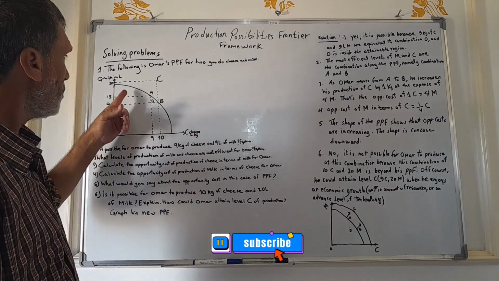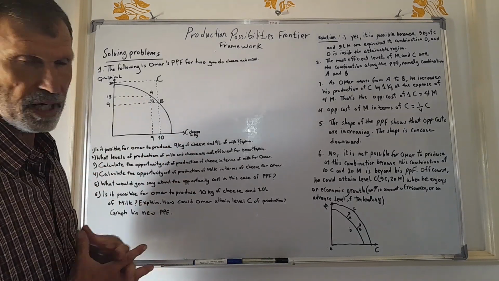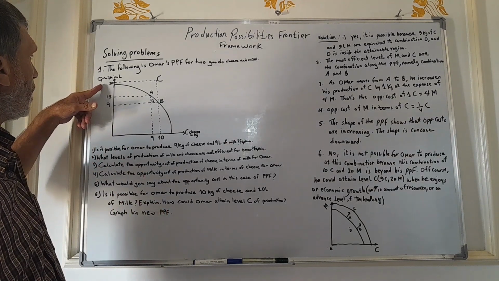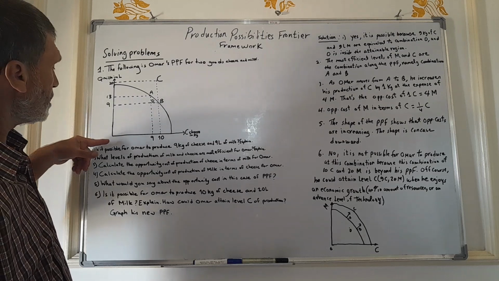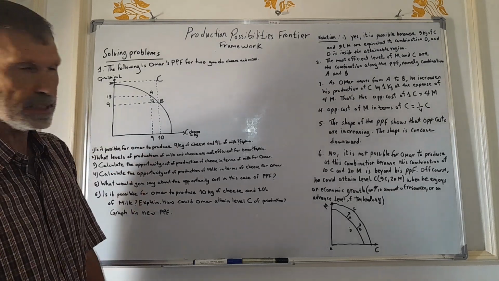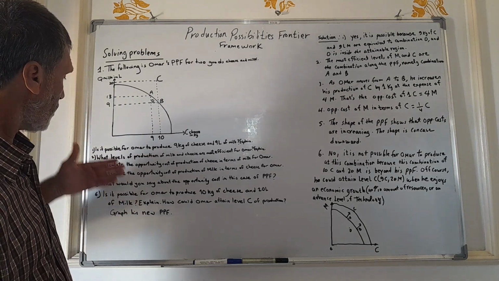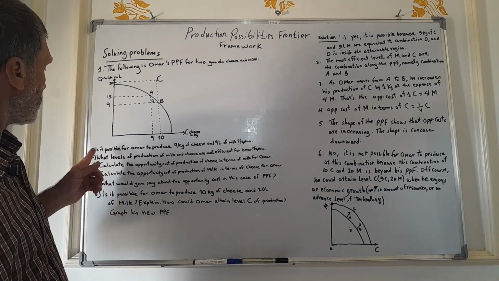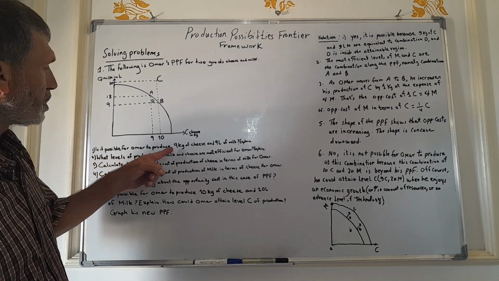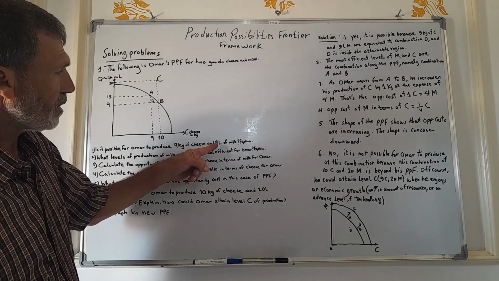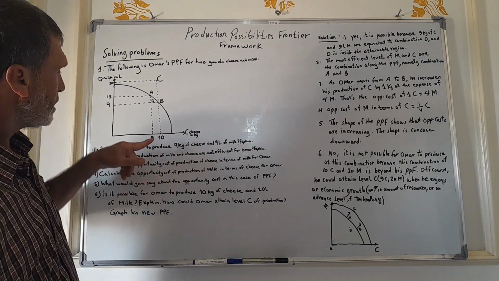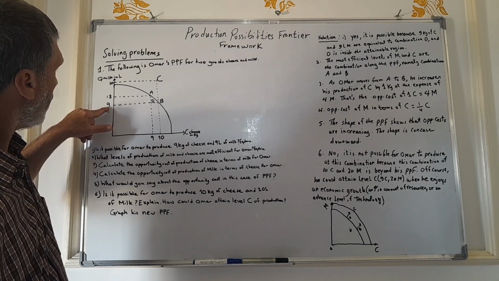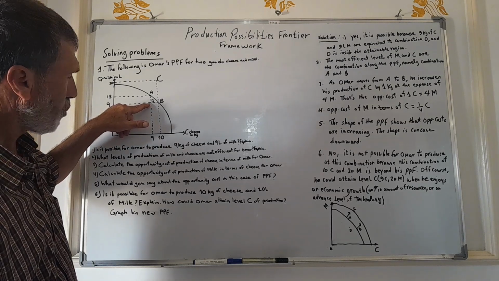And this is the PPF, which is a concave downward PPF for Omar. As you can see, we have milk in liters along the vertical axis, and cheese along the horizontal axis. Now, we have a bunch of questions here regarding this problem. The first question, is it possible for Omar to produce 9 kilograms of cheese and 9 liters of milk? Explain. This is 9 kilograms of cheese, and this is, of course, 9 liters of milk. So it is point D here.